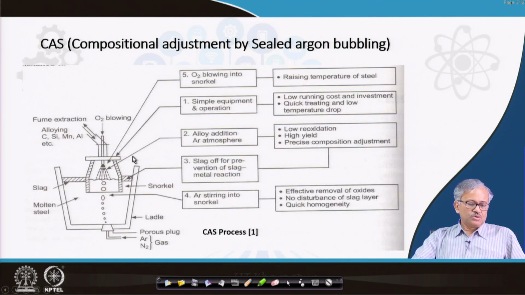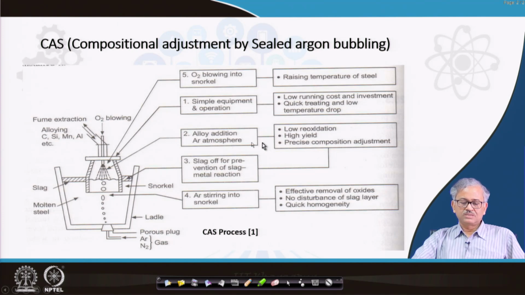Okay, so this is basically the CAS system. As you can see, this is a very simple equipment and operation. As a result, you have low running cost and investment, quick treatment, and low temperature drop, because it is simple equipment. And then alloy addition under argon atmosphere, because the atmosphere here is completely argon, with no interaction with the atmosphere.